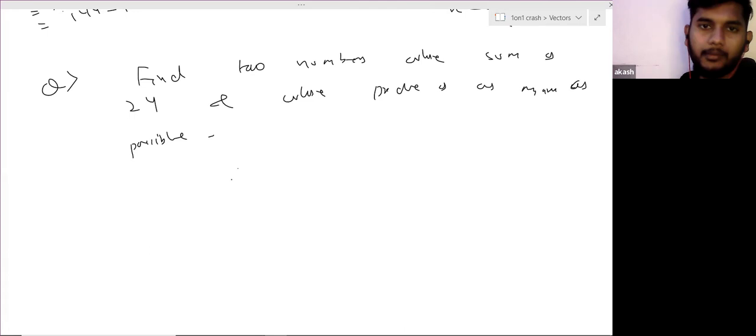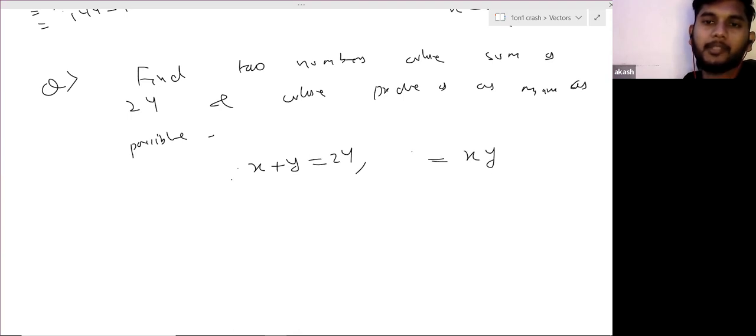So again, childhood problems, forming equations. Sum is 24, so we can write x plus y is 24. And what else? We have product. xy is maximum. Suppose this is P, product.